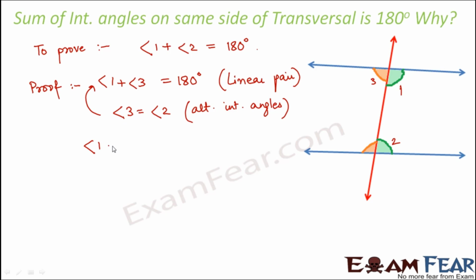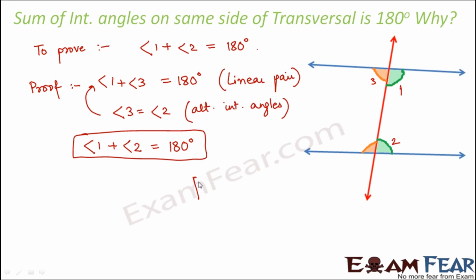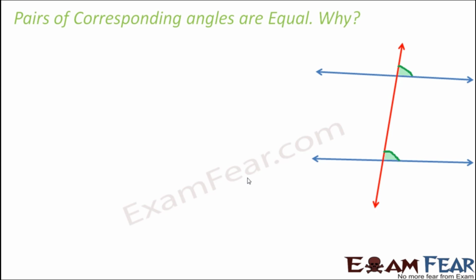So what do we get? Instead of angle 3, we can write angle 2 because angle 3 is equal to angle 2. So what do we get? We get angle 1 plus angle 2 is equal to 180 degrees. Hence proved. So this is how we can prove that the sum of the interior angles on the same side of the transversal is 180 degrees.